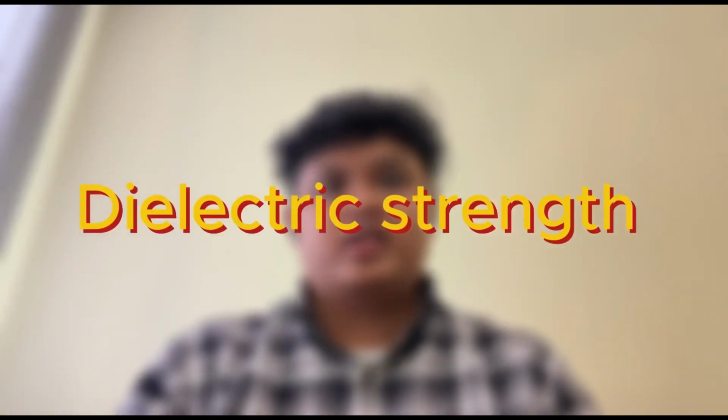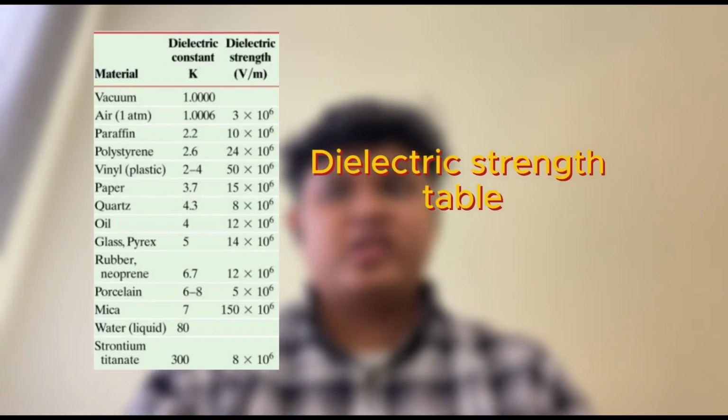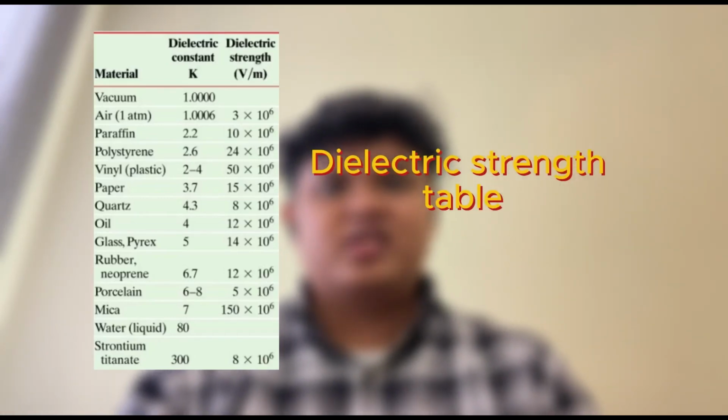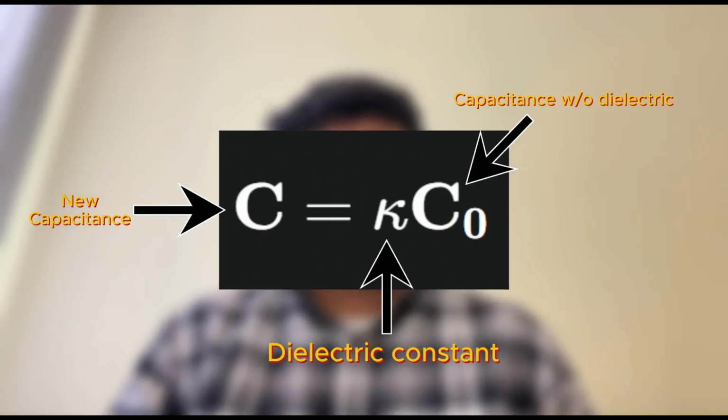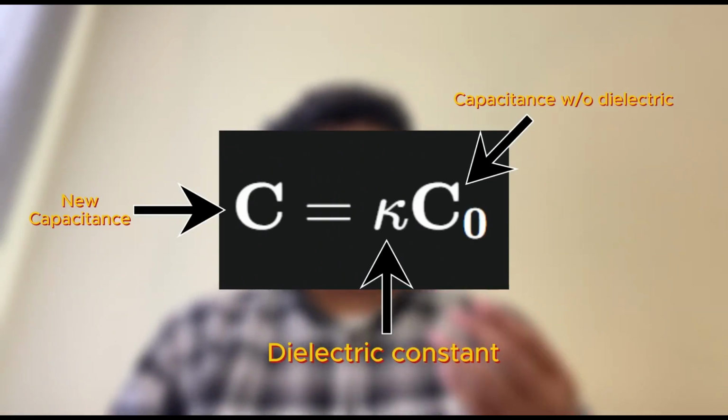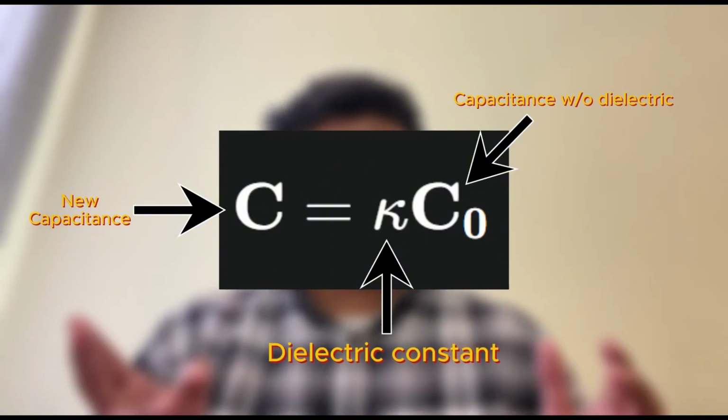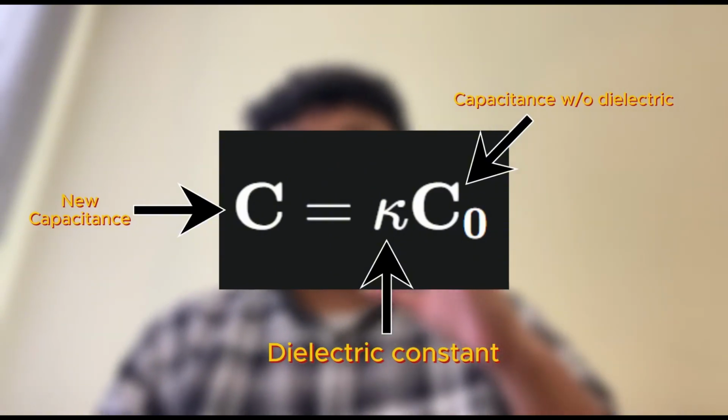The strength of the material to become the dielectric can be defined by the value of dielectric strength. The purpose of the dielectric strength value is to describe the maximum field that a dielectric material can experience without breaking down. The new value of capacitance with dielectric can be defined by multiplying the factor of K, also known as the dielectric constant, with the value of capacitance without dielectric, which we label as C naught.